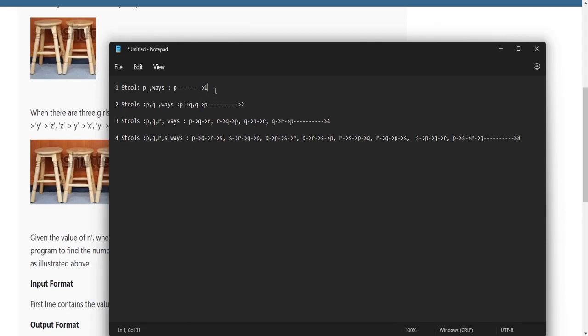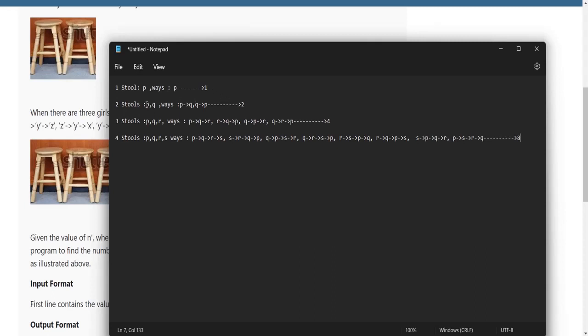So if we follow a pattern: if there were only one stool, the number of ways was 1. If there were only two stools, the number of ways was 2. And if there were only three stools, the number of ways was 4. And if we have 4 stools, the number of ways to arrange these milk pots on these 4 stools is 8.